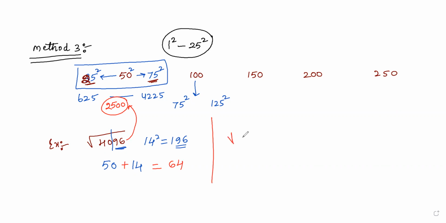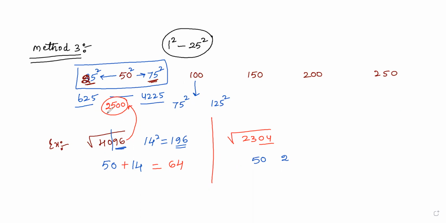Right, square root of 2304. The last two digits are 04, which means the square root of 4 will be 2. So we can take 2. And the number in between is 2500, so we have to add or subtract from the 50.